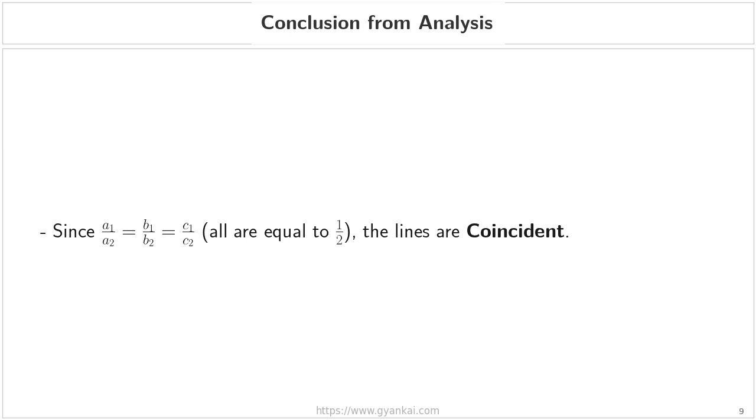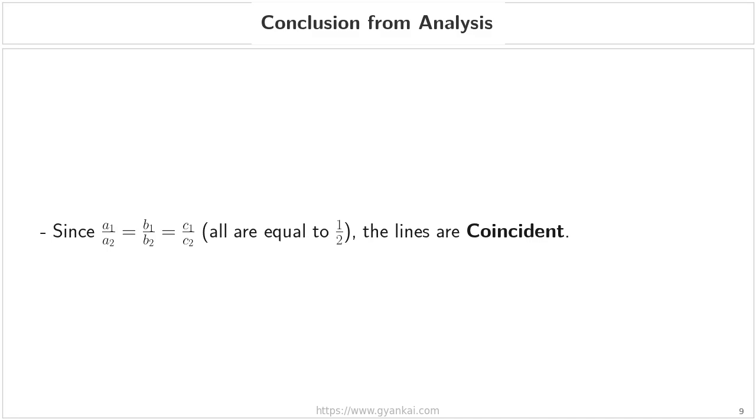Conclusion from analysis. Now let's look at what our calculations actually tell us. As we just saw in the previous step, the ratio of the x coefficients, the ratio of the y coefficients, and the ratio of the constant terms are all exactly the same. They all simplify to 1/2. Because all 3 of these ratios are equal, we can conclude that these two lines are coincident.